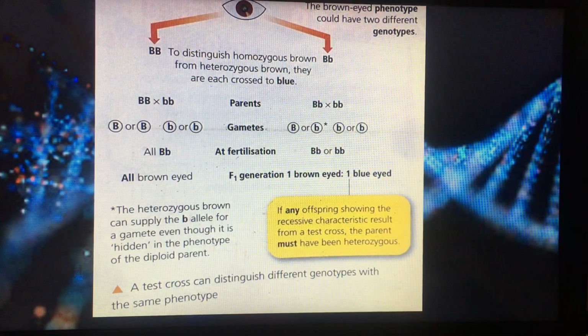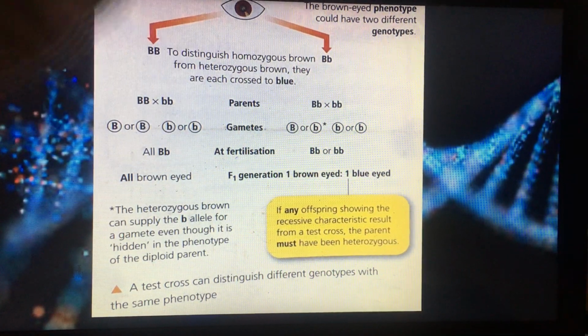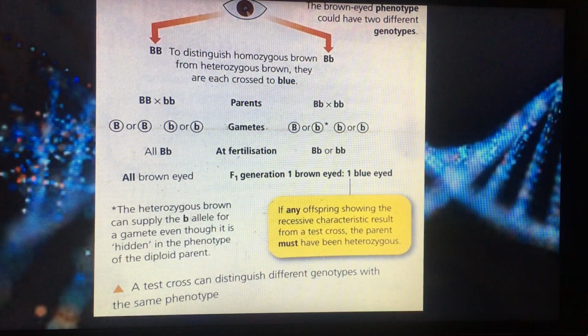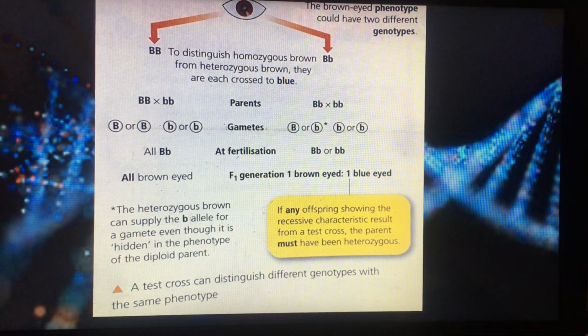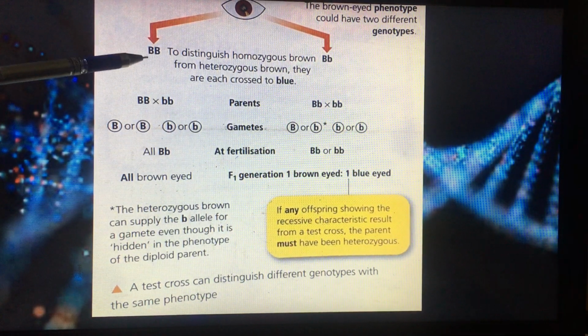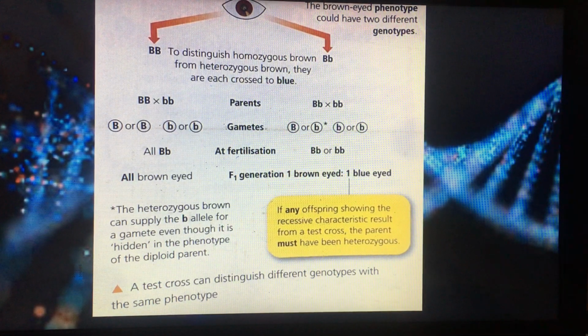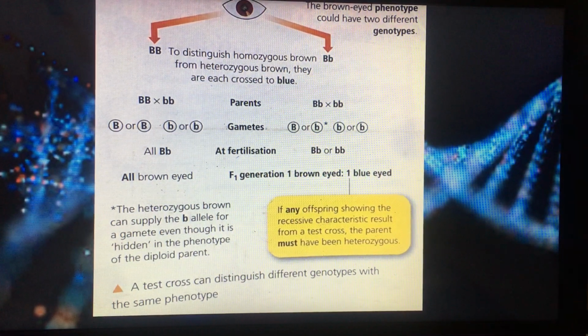So this is the test cross. A test cross can distinguish different genotypes with the same phenotype. Here, the same phenotype, we have brown. Both are brown, but the genotypes are different, because the genotype of the first brown is pure brown, that means it has B capital B capital, and the second brown genotype is B capital B small.